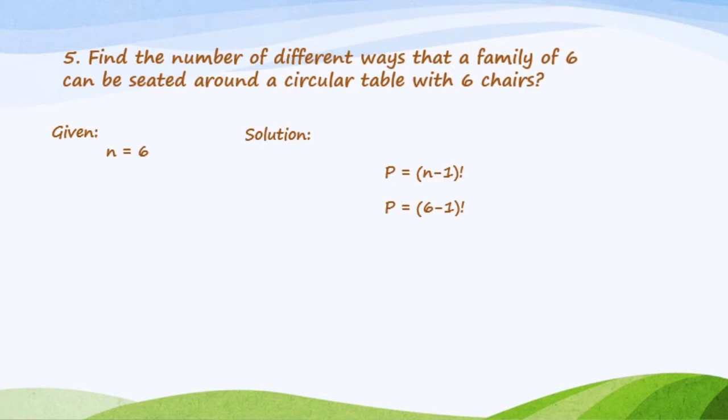Simplify and evaluate. P is equal to 5 factorial. And 5 factorial is 5 times 4 times 3 times 2 times 1. So the answer is 120. Therefore, there are 120 ways that a family of 6 can be seated around a circular table with 6 chairs.